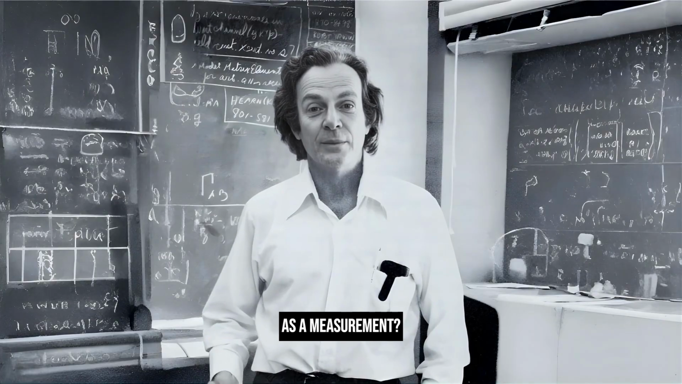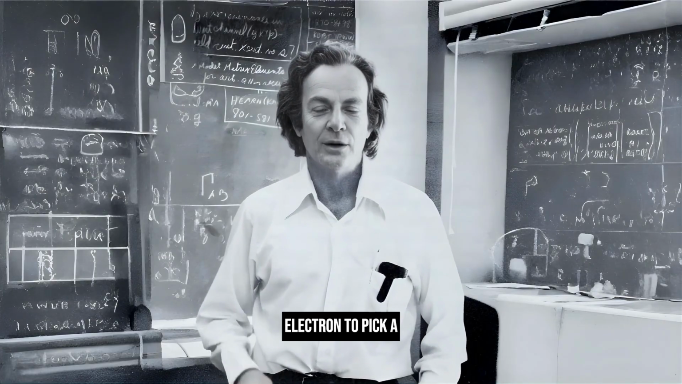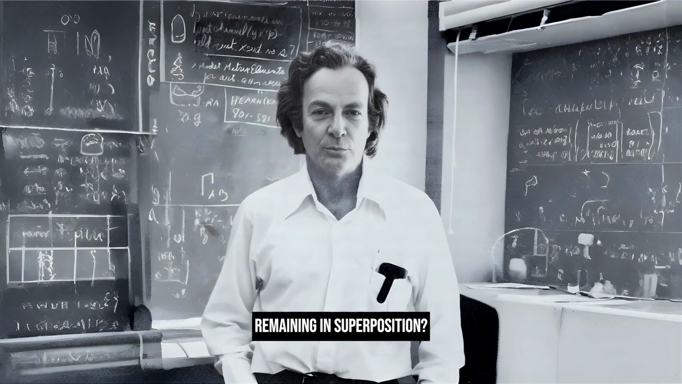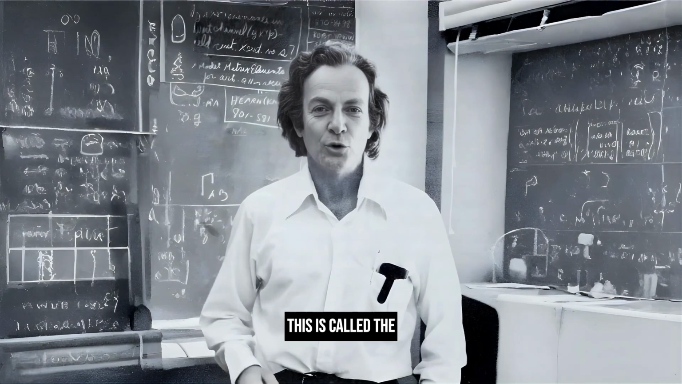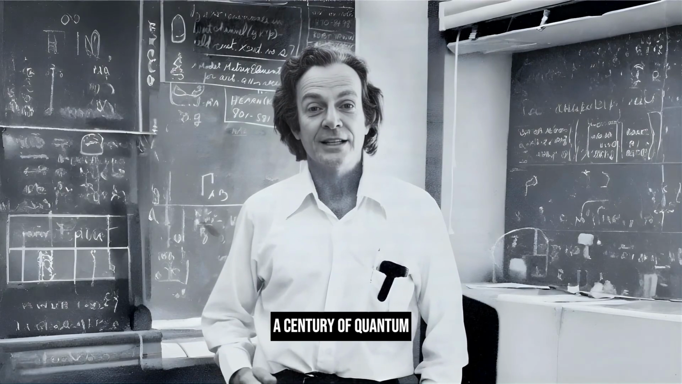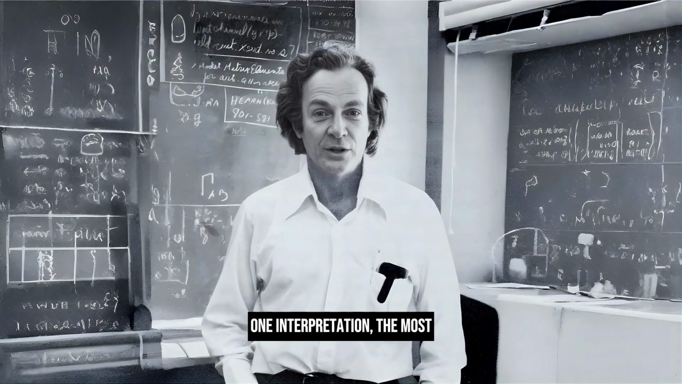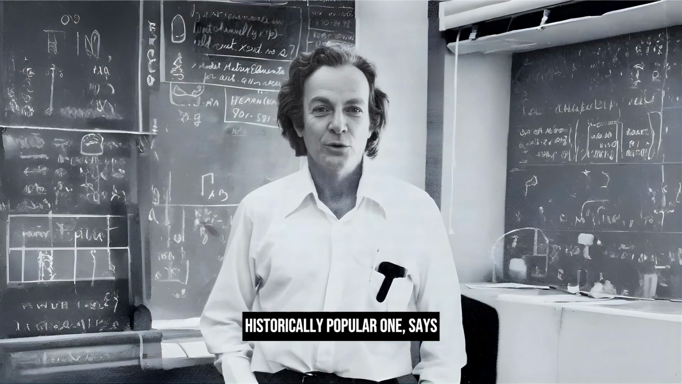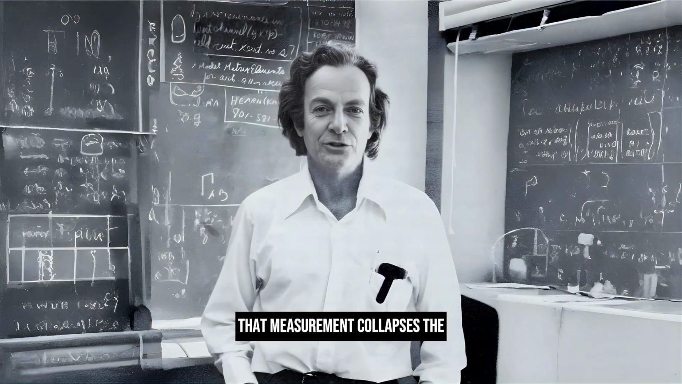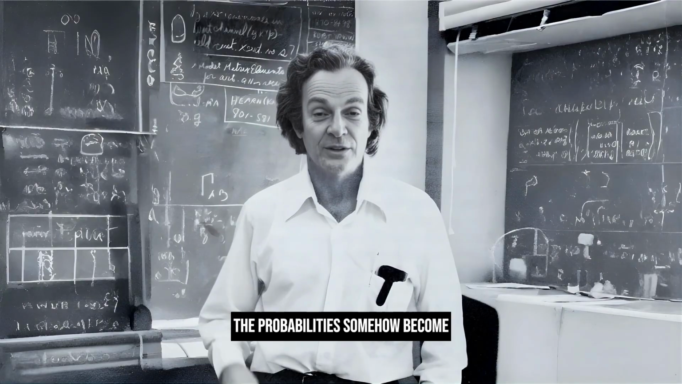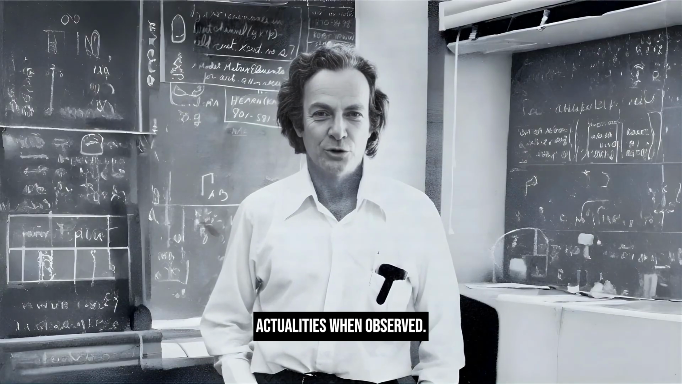What counts as a measurement? What exactly forces the electron to pick a definite state instead of remaining in superposition? This is called the measurement problem, and despite a century of quantum mechanics, we still don't have a consensus answer. One interpretation, the most historically popular one, says that measurement collapses the wave function. The probabilities somehow become actualities when observed.